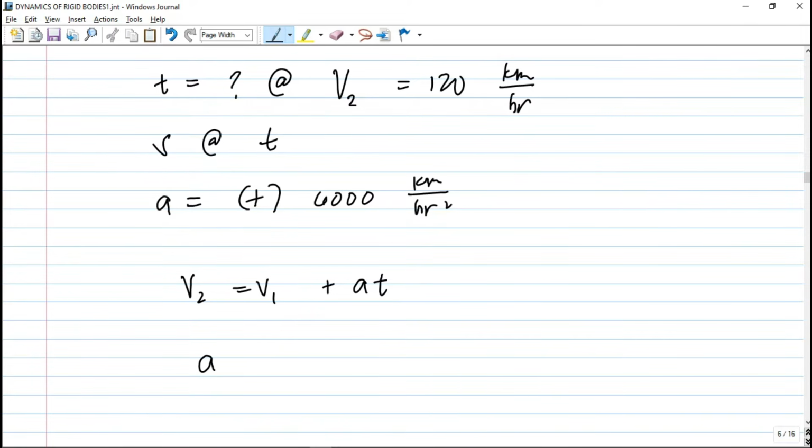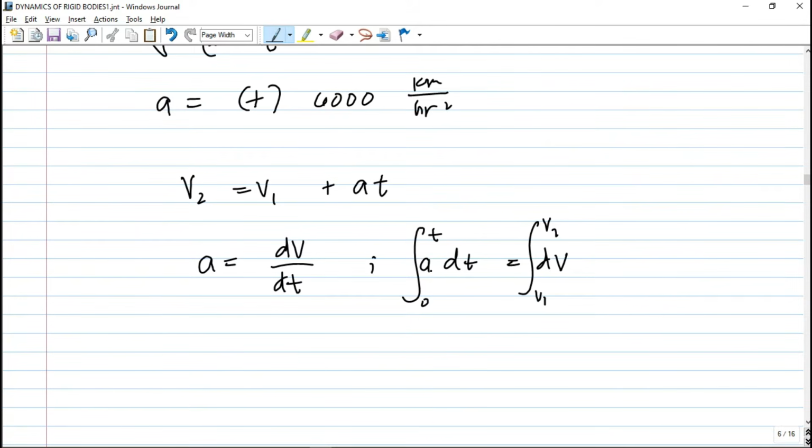So acceleration is the derivative of velocity with respect to time. Then acceleration times dt equals dv. Then we can actually integrate this on both sides. So integral nito, this is from 0 to t. Then integral of dv, we have here from v1 to v sub 2. So you can actually bring acceleration outside of this integral sign since a here is actually constant.